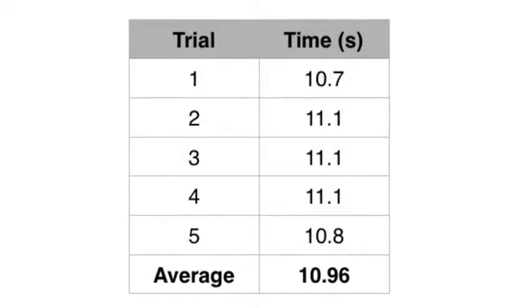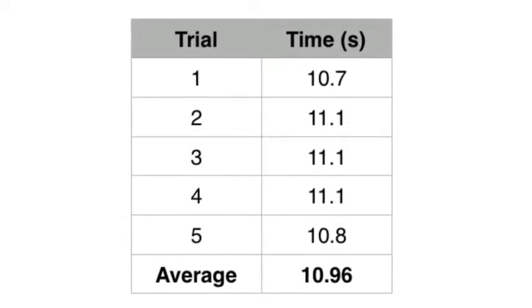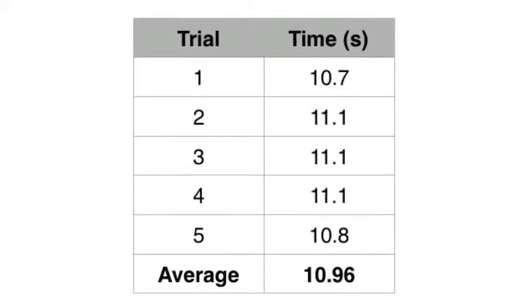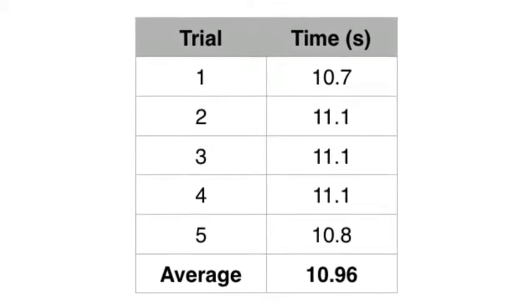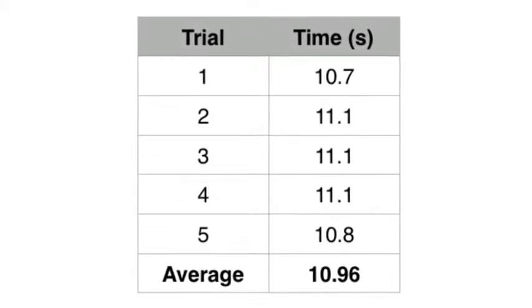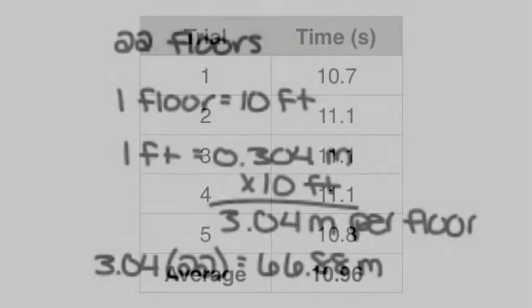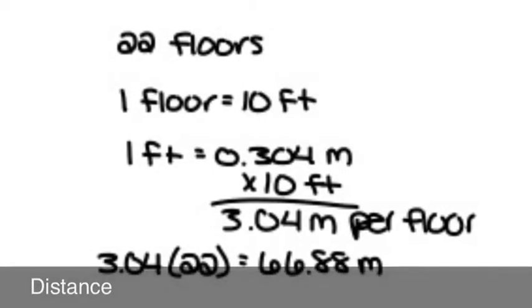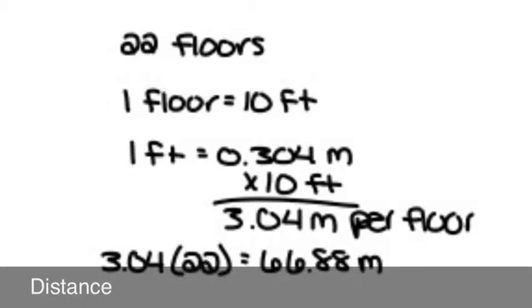In order to see if the elevator fell in the correct amount of time, I used a stopwatch to time how long the elevator took to hit the ground in 5 trials and averaged these times to get about 10.96 seconds. In order to tell if this time is correct or not, I first calculated the distance the elevator fell.